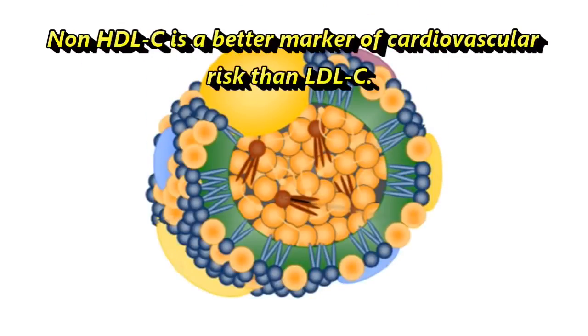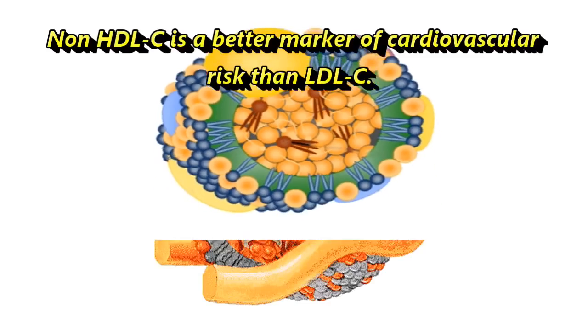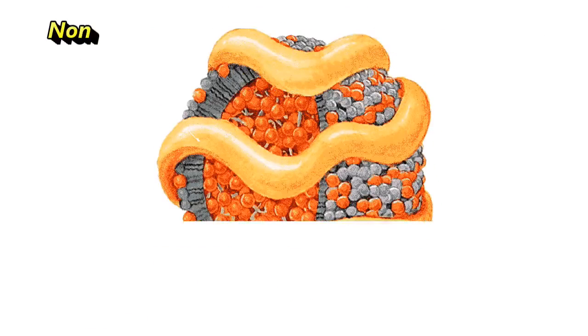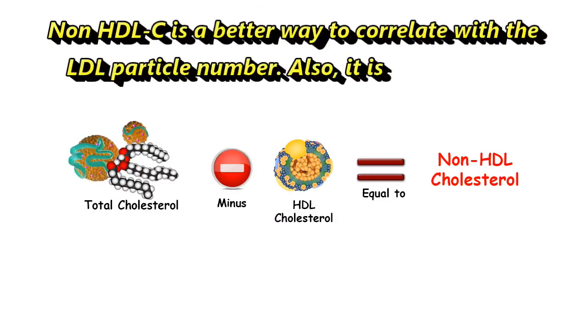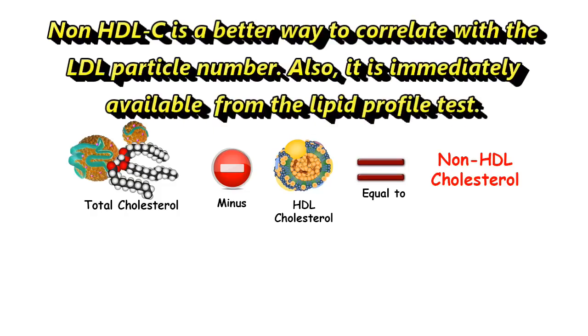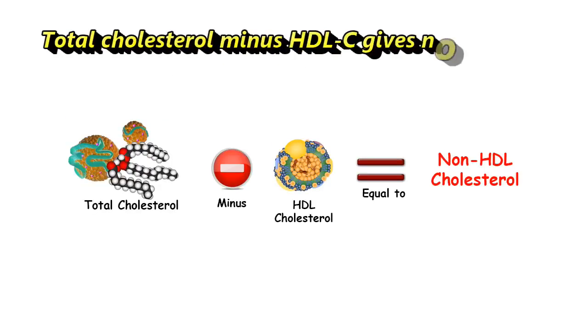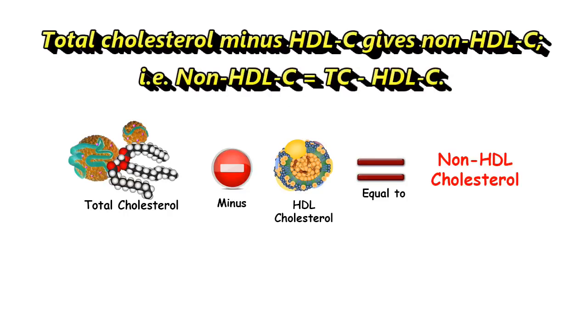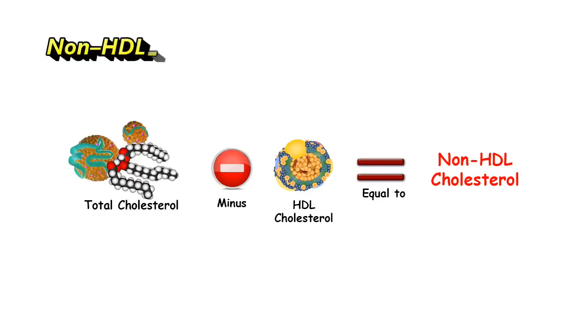Non-HDLC is a better marker of cardiovascular risk than LDLC. Non-HDLC is a better way to correlate with LDL particle number. Also, it is immediately available from the lipid profile test. Total cholesterol minus HDL cholesterol gives non-HDL cholesterol, that is, non-HDLC is equal to TC minus HDLC.